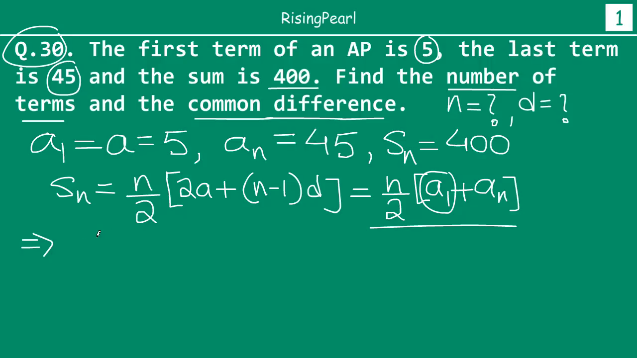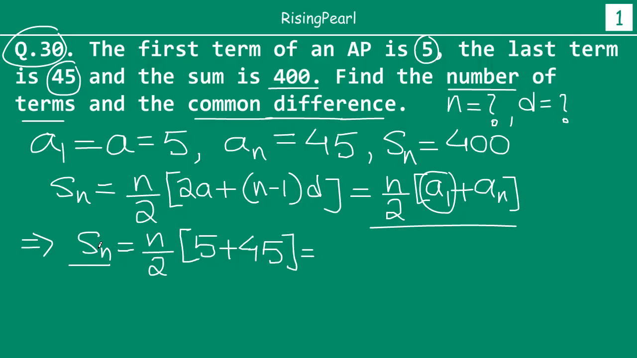So we have Sn is equal to n, which we don't know, n by 2 times the first term a1, which is 5, so we put 5 here, plus the nth term, the last term, which is 45. That is also given, 45. Now this should be the sum of the n number of terms, but the sum is given as 400. That means this value is 400. So all we do at this point is simply solve.